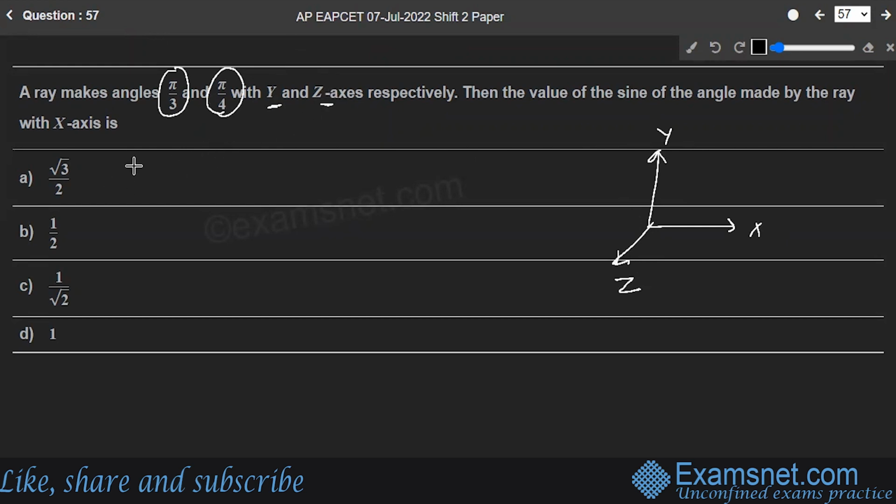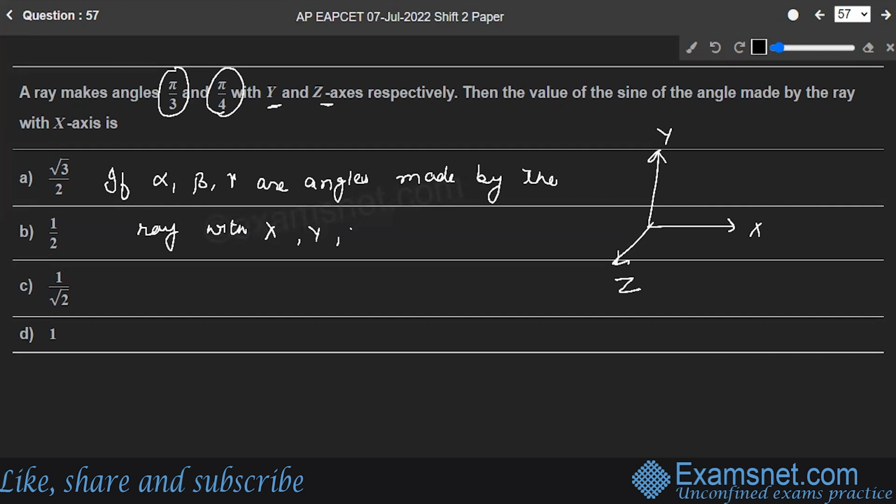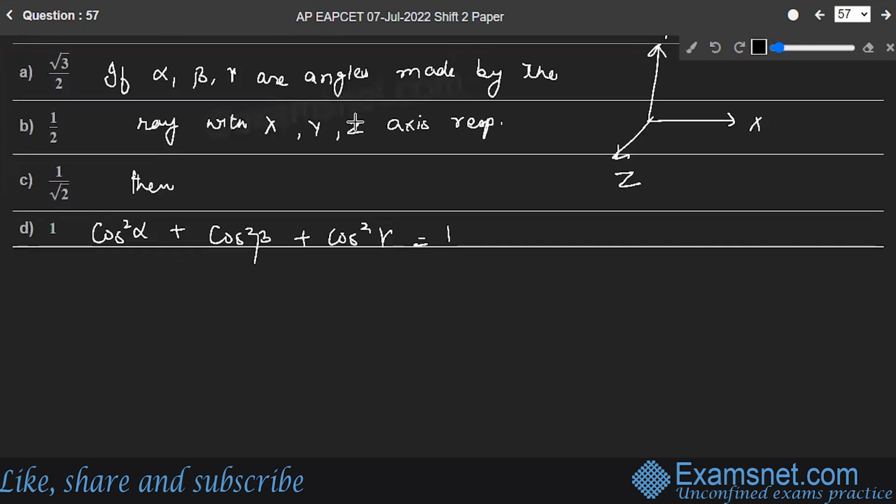First of all, if alpha, beta, and gamma are angles made by the ray with x, y, and z axis respectively, then you know cos square alpha plus cos square beta plus cos square gamma is equal to 1. You know the values of beta and gamma. I don't know about alpha, so let alpha be like this only. Cos square alpha plus cos square of pi by 3 plus cos square of pi by 4 is equal to 1.